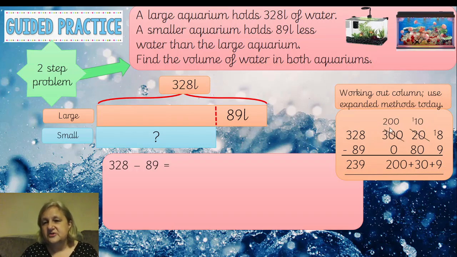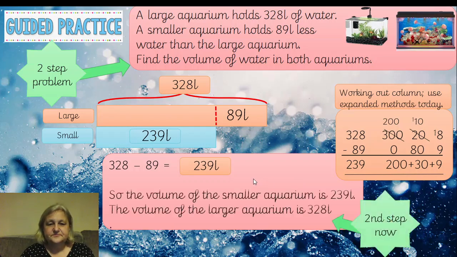We change the 300 to 200, put the 100 over. Now we've got 110 take away 80, so 80, 90, 100, 110, that's 30. And then we've got 200 take away 0 is 200, and we're going to recombine these numbers and we get 239, and then we know that that's litres.